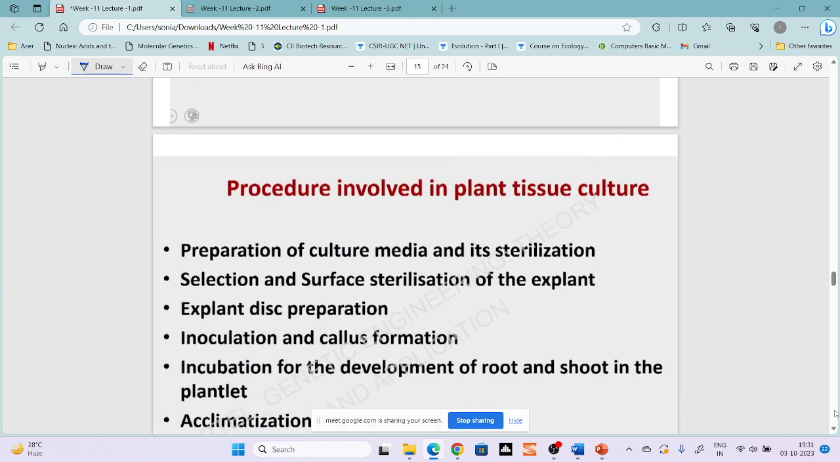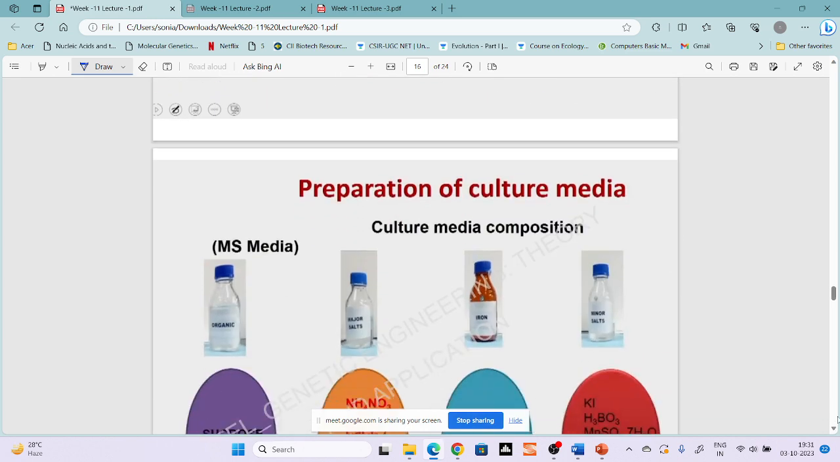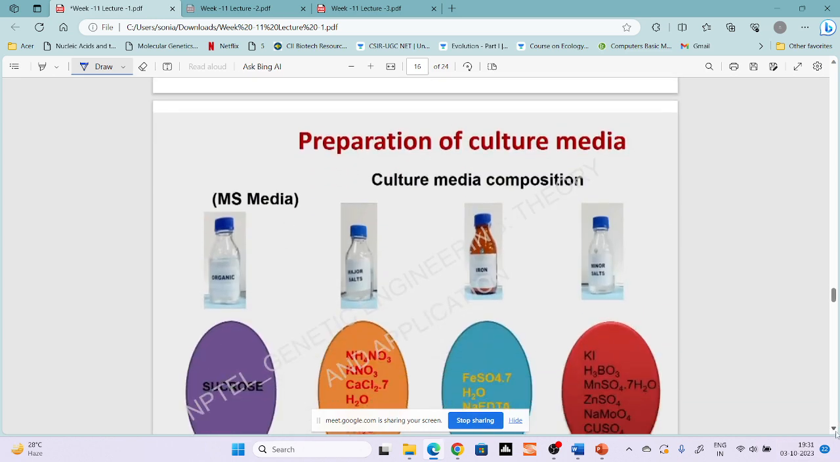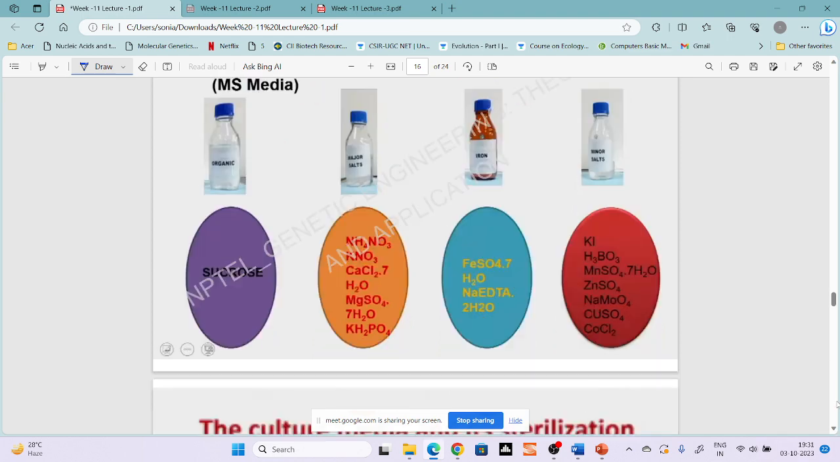The basic procedure of plant tissue culture involves the preparation of the culture media, sterilization, then surface sterilization of the explant, then explant disc preparation, as I told you, a small disc from the leaf, then inoculation, then incubation, and then acclimatization and hardening. So this is the preparation of tissue culture media. Mostly they use MS media, and these are the various constituents of the MS media. These are all important for the proper growth and development of the plant.